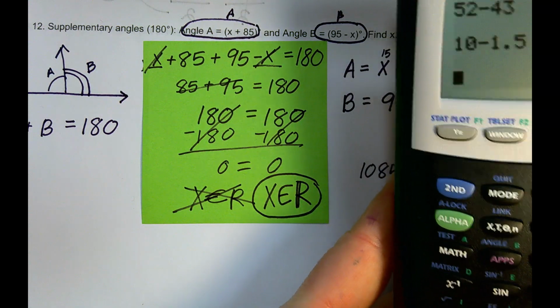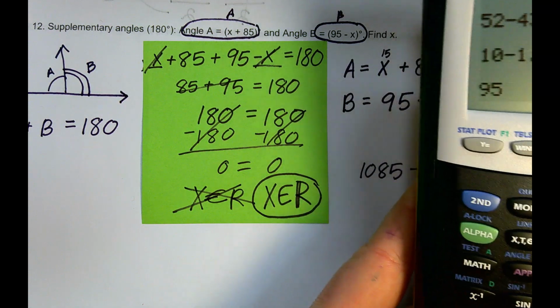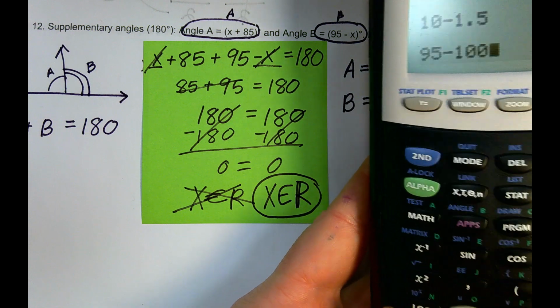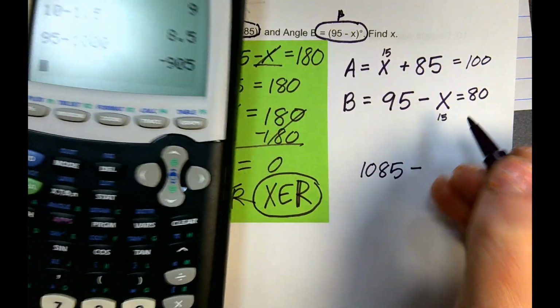Negative 905. I bet you're right. I'm just going to triple check. 95 minus 1,000. Negative 905.